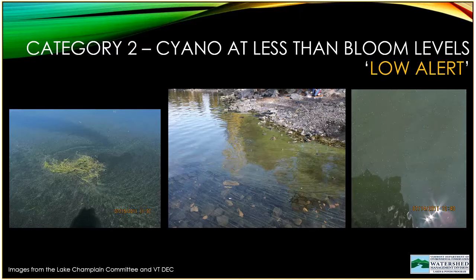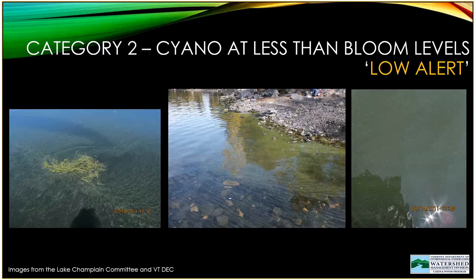Things change when you see cyanobacteria begin to accumulate at the surface or a larger number of particles in the water. We refer to this condition as low alert, and we recommend that you avoid contact with cyanobacteria in situations like this. We also call this category 2, cyanobacteria at less than bloom levels. What we're seeing here is that cyanobacteria is starting to accumulate at the surface. Sometimes it can be like you see in the image on the left, out in the middle of a lake, just small patches that may form around other things that are floating at the surface.